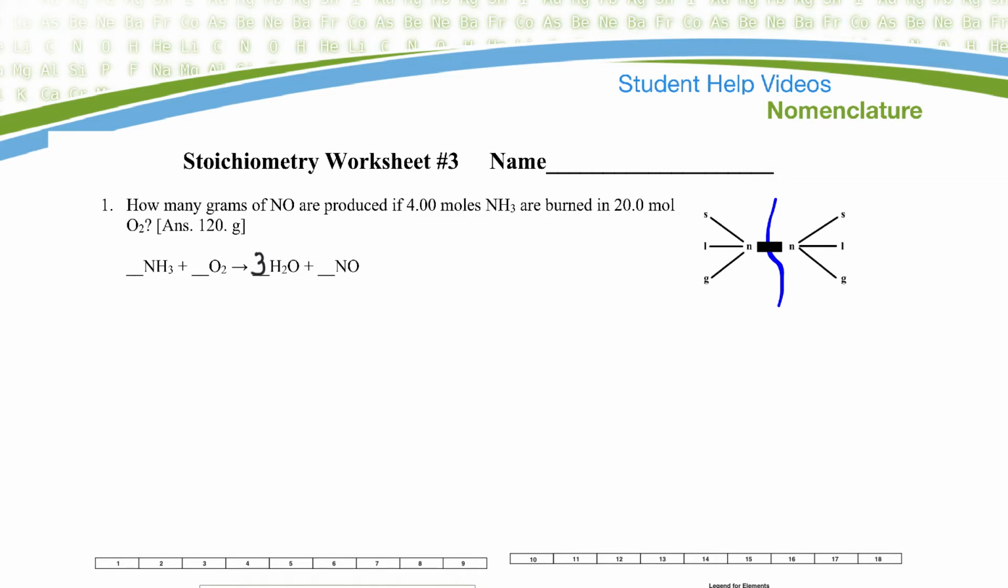And then that gives me 4 oxygens on this side, so I put a 2 there. Oh, and I need a 2 there. Well, that's going to mess that one up. So I need a 2 there. But now I got 5 oxygens. Oh, let's double everything.